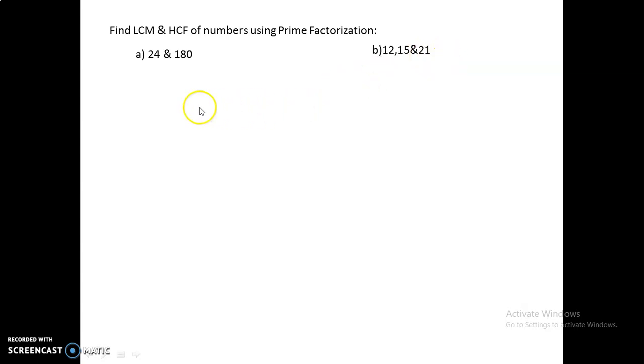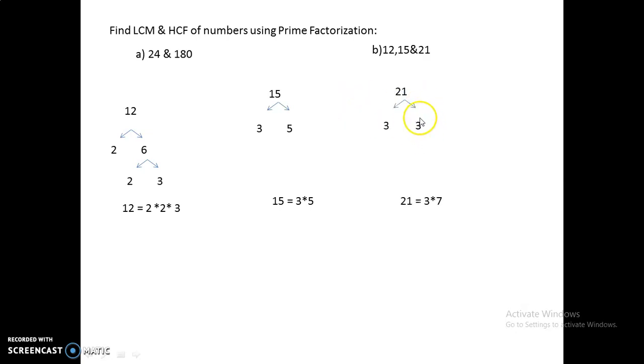Now coming to 12, it can be divided into a tree of 2 into 6, and this 6 can be divided into a tree of 2 into 3. So the factors of this 12 are 2 into 2 into 3. Coming to 15, it can be divided into a tree of 3 into 5. Both are prime numbers. So the product of the prime factors of this 15 is 3 into 5. Coming to 21, it can be divided into 3 into 7. So these are the factors of this 21.